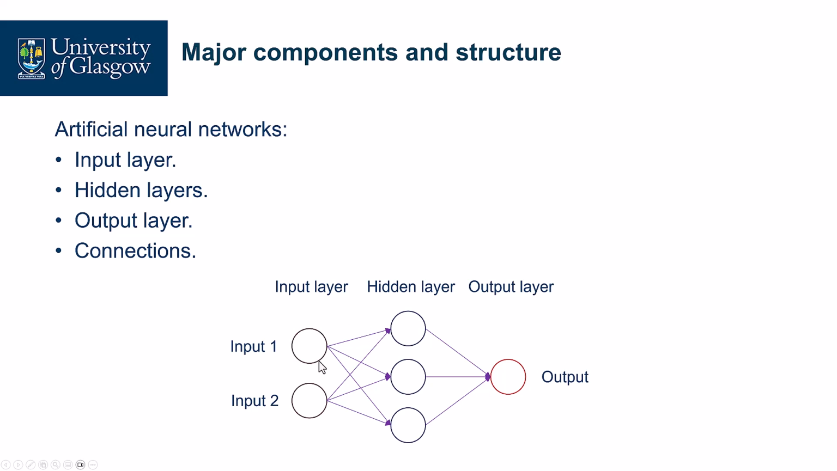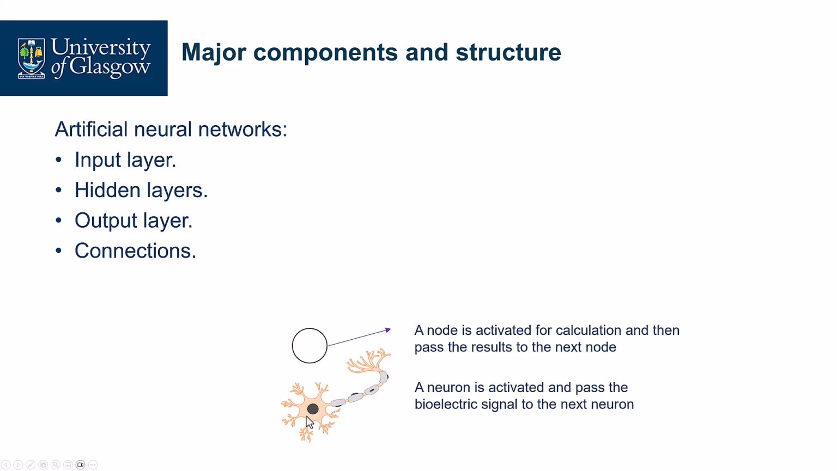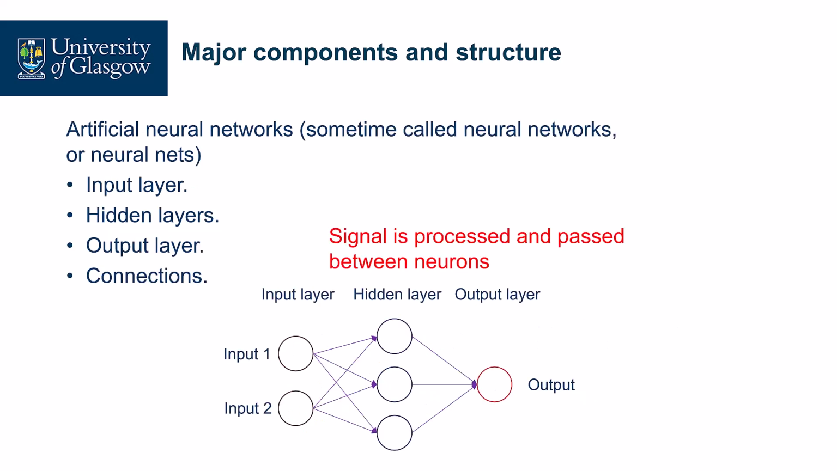So now we look at this node, right? This is like a neuron in the real world. In the real world, what does a neuron do? In biology, it is activated and passes a bioelectric signal to the next neuron. So we can do the same thing for this node. This node can also be activated, do some calculation, and pass a result to the next node. So through node-by-node connection, the neural network is constructed. In this way, the signal is processed and passed between the neurons.